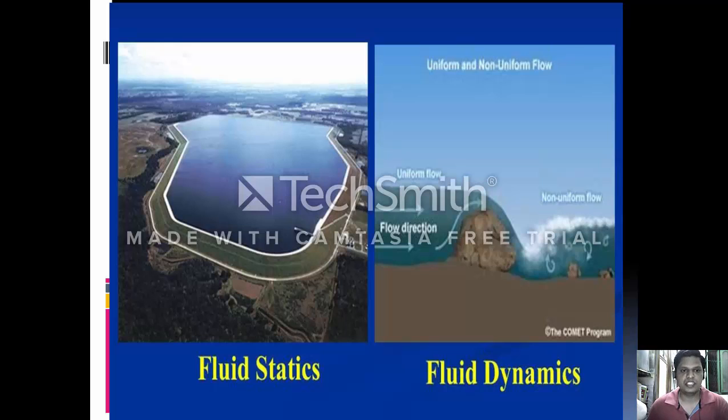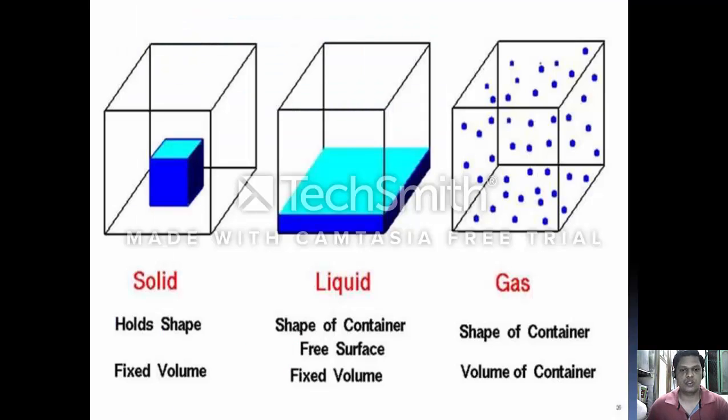From the definition of fluid, we can say that in the universe any matter can exist in three phases, that is solid, liquid, gas. Solid holds the shape, or it has some fixed volume. Then come to the liquid. When you pour a liquid in a container, it takes the shape of the container and it has a free surface and fixed volume. And in the case of gas, it also occupies the shape and volume of the container. In fluid mechanics, fluids are categorized as two types.